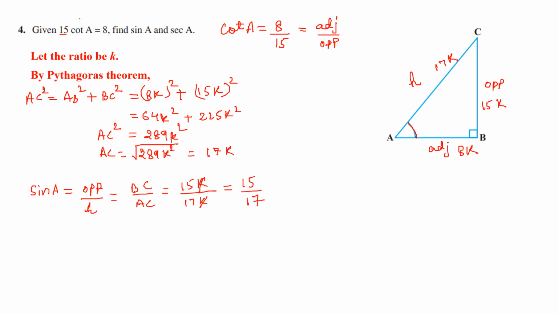Okay, now next is sec A. Sec A is hypotenuse by adjacent. So now see, sec A is the reciprocal of cos. Cos is adjacent by hypotenuse. So sec A will be the reciprocal of that. So it will be AC by AB. And AC is 17k, AB is 8k. k and k cancel. So it will be 17 by 8. So this is your question number 4.